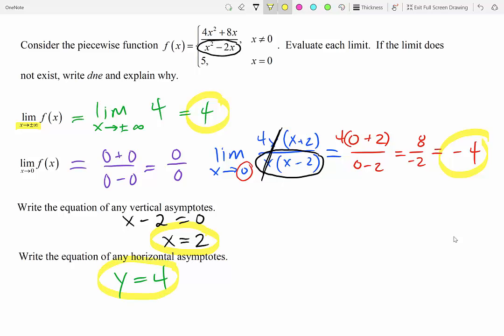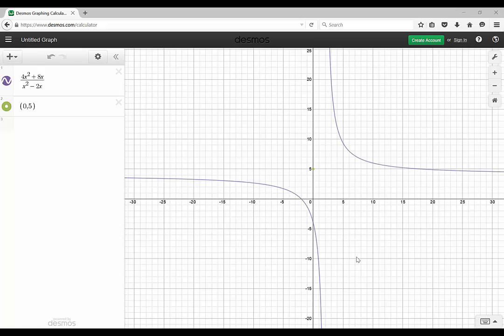Once again, when you look at a graph, you can get a much clearer picture of what's really happening in this function. So here's the graph of our function, once again defined piecewise in purple to be the function 4x squared plus 8x divided by the quantity x squared minus 2x, except for when x is equal to 0. Instead, here in green, we have the point plotted 0, 5. Now, while we might see the point at 0, 5, that's not the limit as x is approaching 0. We don't look for the point on the graph, we look for the height we're intending to reach.